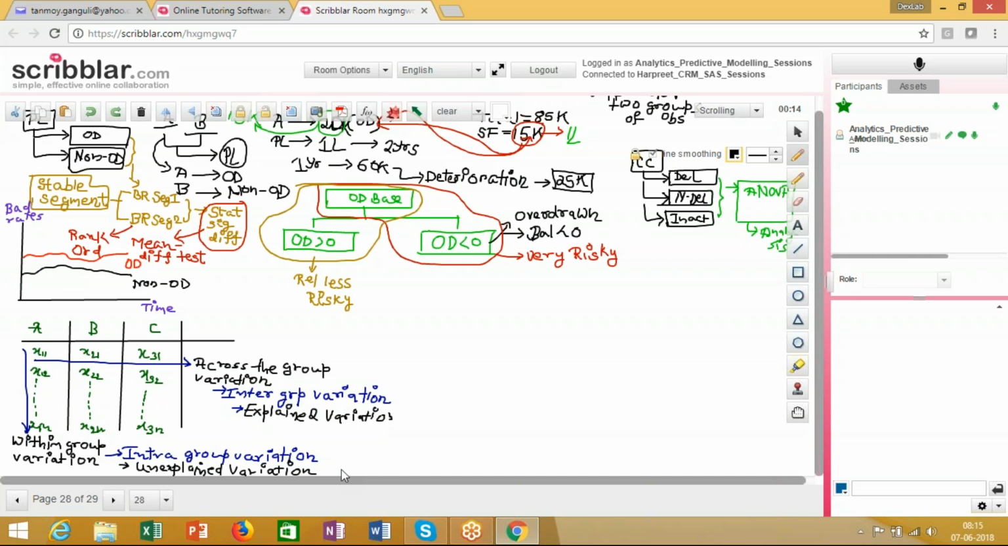Whereas the observations that I have across the groups, as I move from group A to group B and group B to C, are very different. Therefore, this is where we have the across the group variation, and this is where we have the within the group variation. So these are the two parts that we generally have.